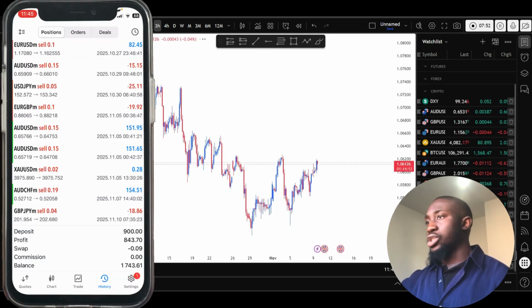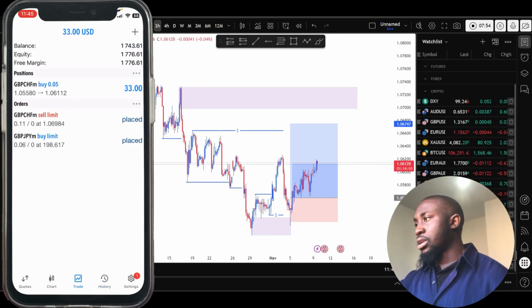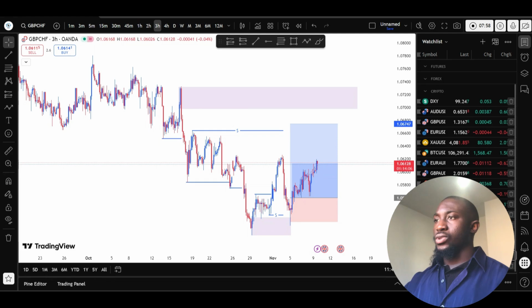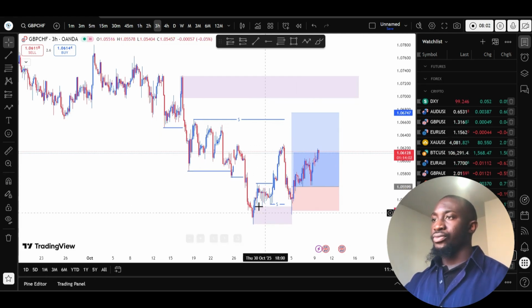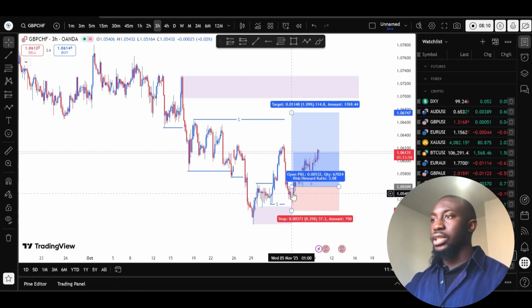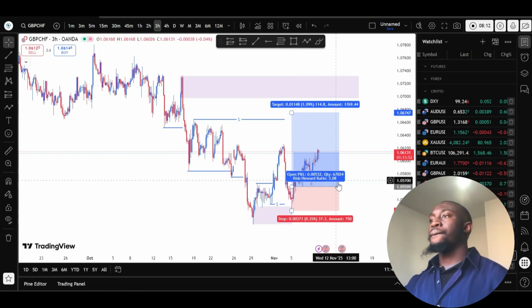But currently I'm on GBP CHF. I'm making about $33 on GBP CHF. As you can see, I caught the entry here. It was a good clear confirmation. After the change of character, price pulled back to support this liquidity, and as it gave a good candlestick confirmation of a good change of character inside here, I just had to wait for the pullback and take my trade.